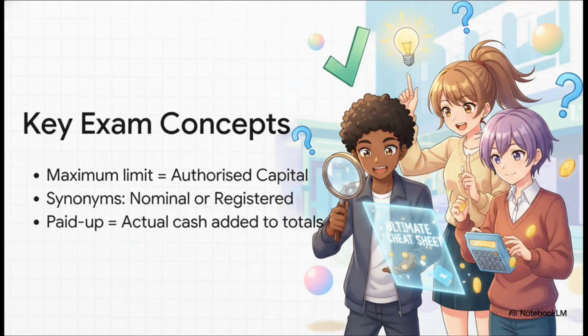When you are reading a question, always look for the key words. If you see the words maximum or legal limit, the answer is almost always authorized capital. Do not get tricked into selecting what the company is currently selling. Remember, that's issued capital. Also, keep an eye out for synonyms. Examiners absolutely love to use terms like nominal capital or registered capital. Just remember, those are the exact same thing as authorized capital. And lastly, when you are calculating totals, remember that paid-up capital is the actual physical cash the business has received.